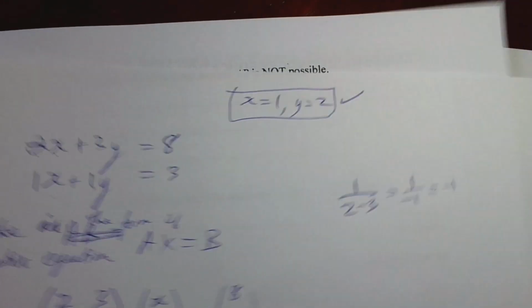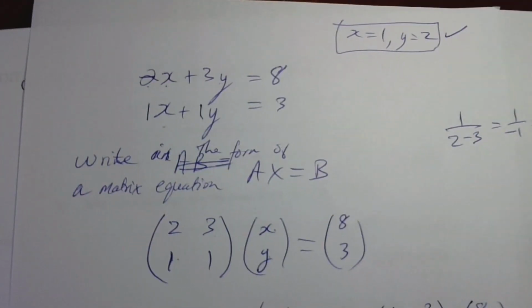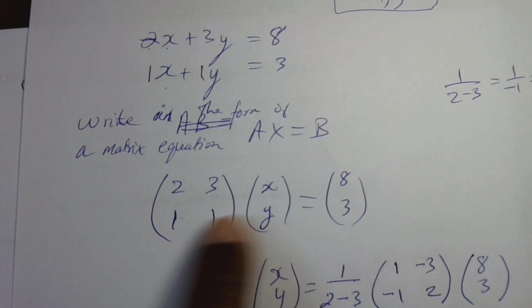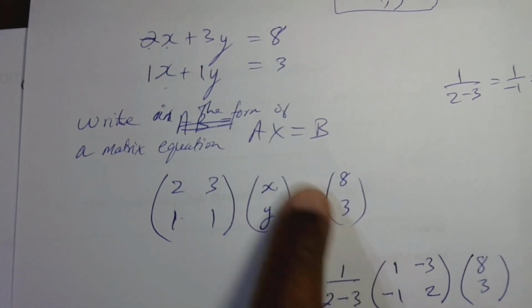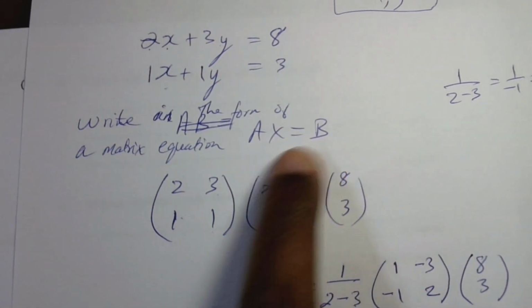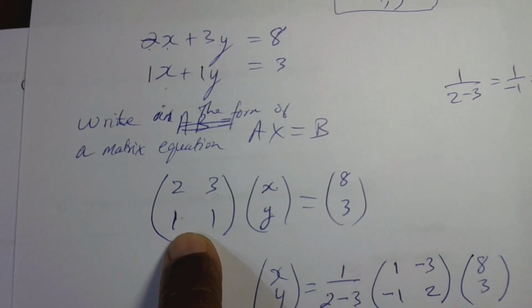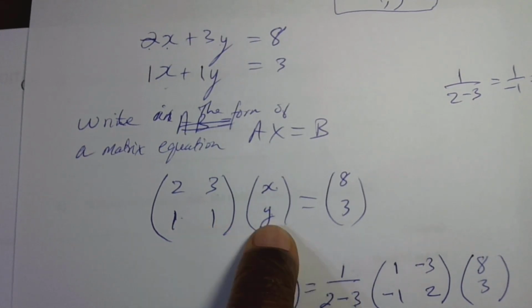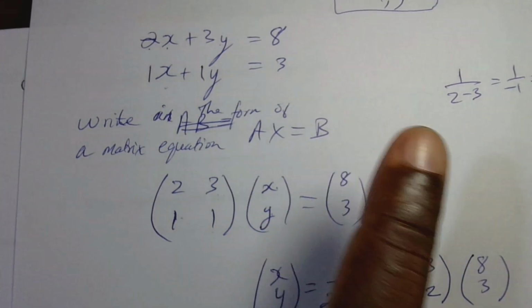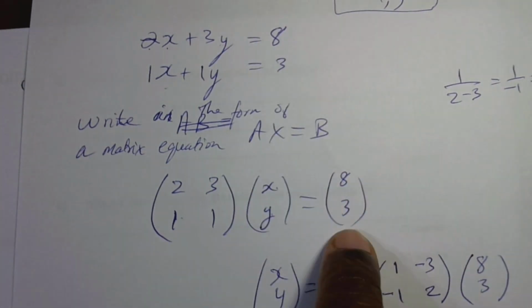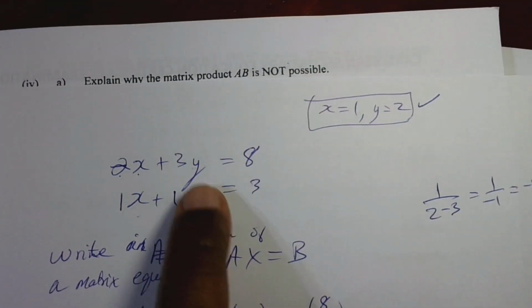So just remember, once you have a system, we separate it into matrices, and they ask you to write it in this form. You write the coefficient matrix first, you write the variable matrix after, and the constant matrix following. And you just want to make sure it's in this form, right?